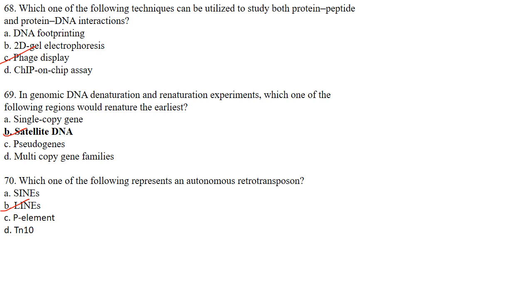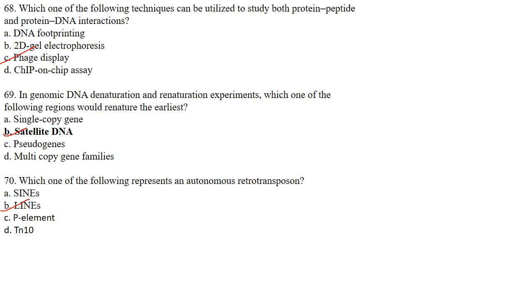Which one of the following techniques can be utilized to study both protein-peptide and protein-DNA interaction? So it is phage display. In this technique, a gene encoding a protein of interest is inserted into a phage coat protein gene, causing the phage to display the protein on its outside while containing the gene for the protein on its inside, resulting in a connection between genotype and phenotype. These displaying phages can be screened against other proteins, peptides, or DNA sequences in order to detect interaction between the displayed protein and those other molecules. So, answer here is option C, that is phage display.